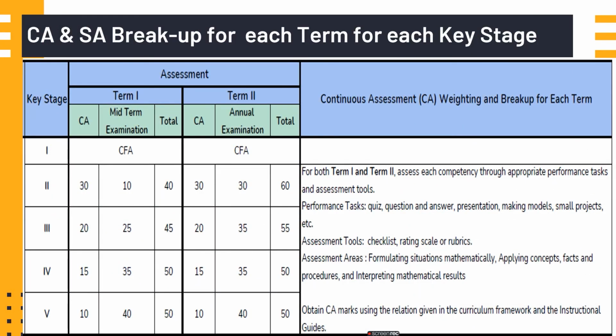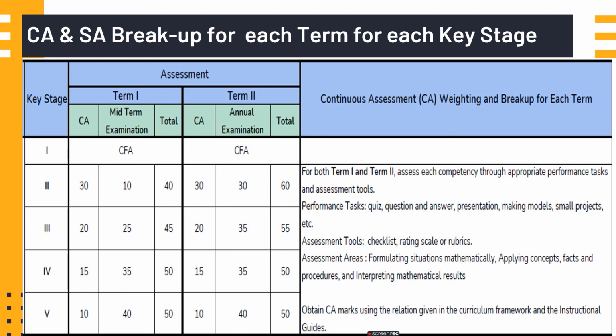Then the next part is the CA and the summative assessment breakup for each term for each key stage. So for key stage 1, it is CFA. We don't need to do any breakup there, but key stage 2, that is class 4 to 6, more marks are accorded to CA, first term and second term total up to 60%, and then for the exam it totals up to 40%. Similarly, key stage 3, the CA for first term and second term totals up to 40%, and then the examination mark totals up to 60%.